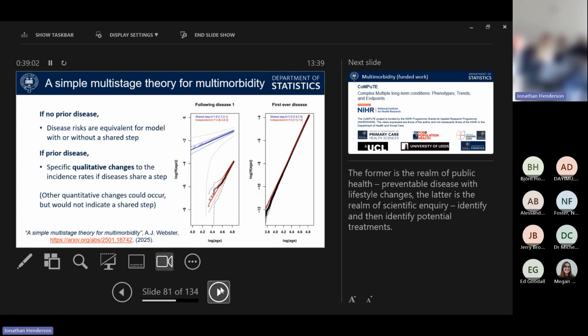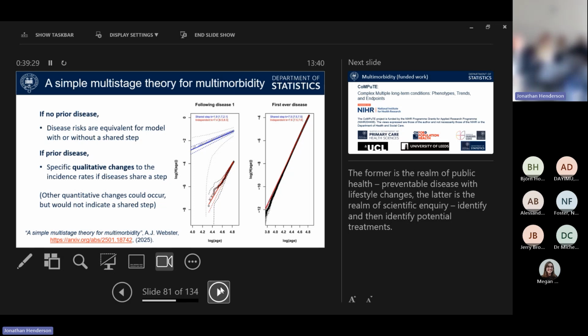Now, to do this analysis, again, you need to do these corrections for the left truncation, because you're now looking at cases beyond a certain age. But that's not a problem. On the other hand, if you've got this model with a shared step, then you see something very different, and it's qualitatively different. Not only has the rate gone up, but the slope is reduced.